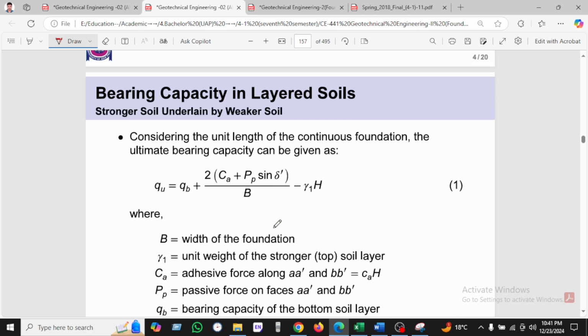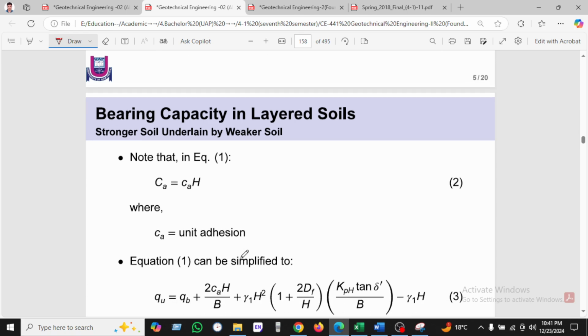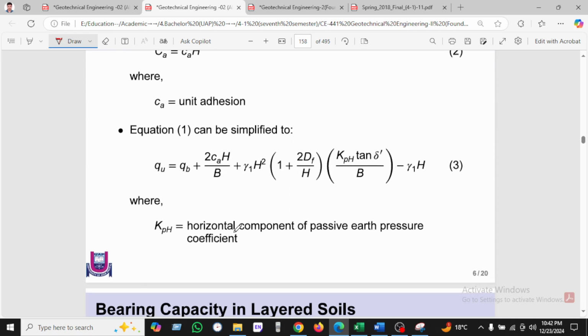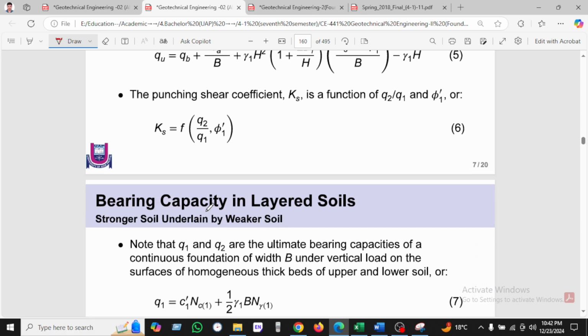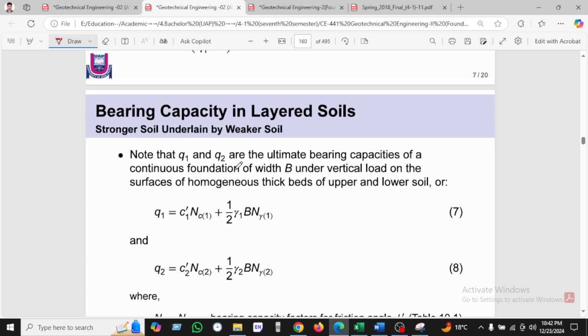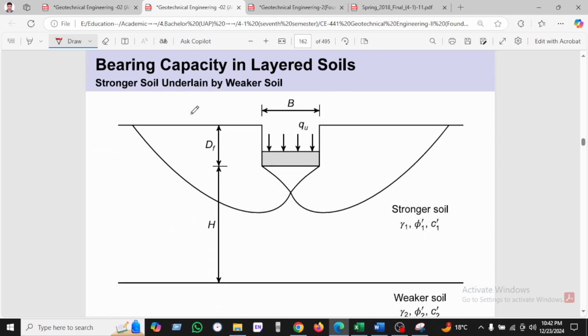Let's see, considering the ultimate bearing capacity of the continuous foundation, given this equation, where B is the width and c is the cohesion, and other terms are also given here. And there is another equation for ultimate bearing capacity. Note that q1 and q2, the ultimate bearing capacities, will be found from the equations.